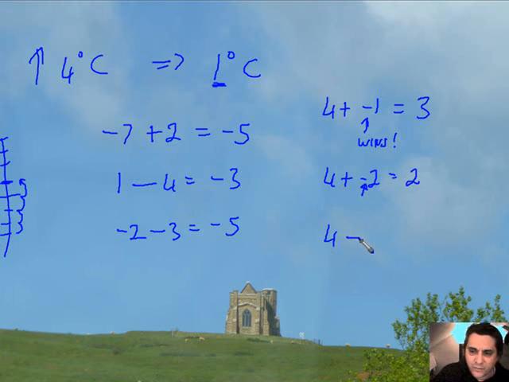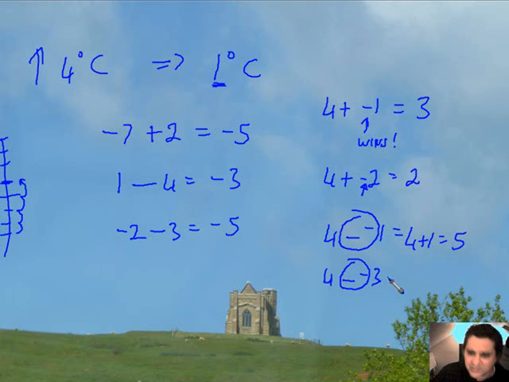Now, what about 4 take away minus 1? Well, you may recall that a minus minus clash in the middle like that becomes plus, so we're actually saying 4 plus 1, and we know that's 5. Similarly, 4 take away negative 3, that becomes positive. 4 plus 3, we've got 7.